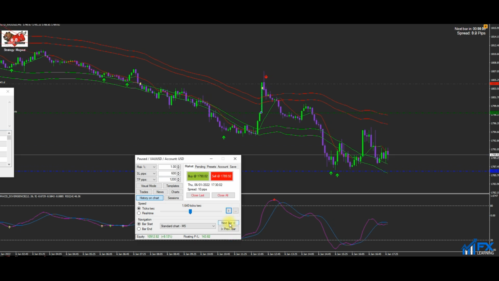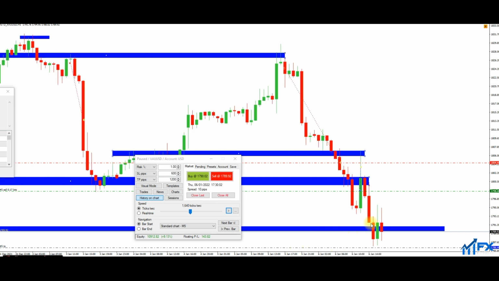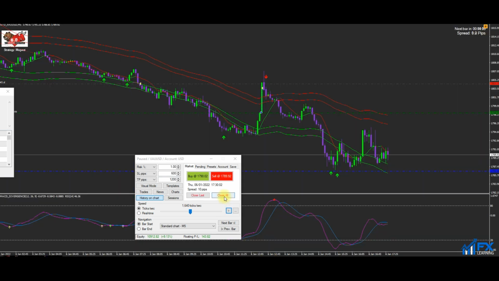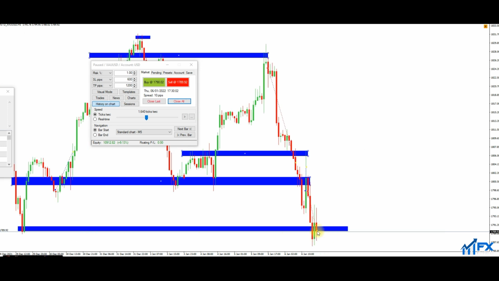You know what I'm going to do? Okay, I'm going to pause it there. I'm going to close this trade off in profit. The reason being is because on the 1 hour, look how we're closing above this previous support. So we might actually go up. Let's see what happens here.